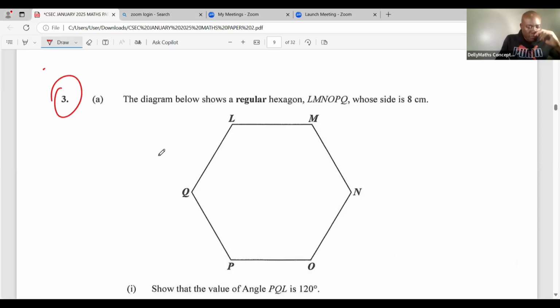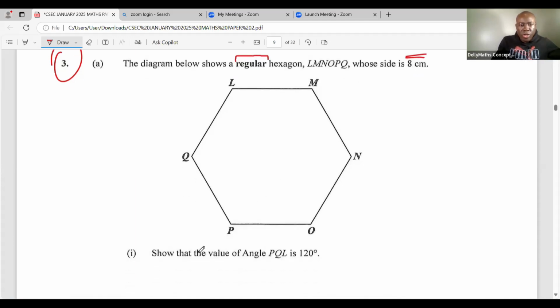We're looking at question 3. It says the diagram below shows a regular hexagon. This is a very key word right here. LMNOPQ, whose side is 8 centimeters long. So we're told that the side is 8 centimeters long. The question says here, show that the value of angle PQL is 120 degrees.